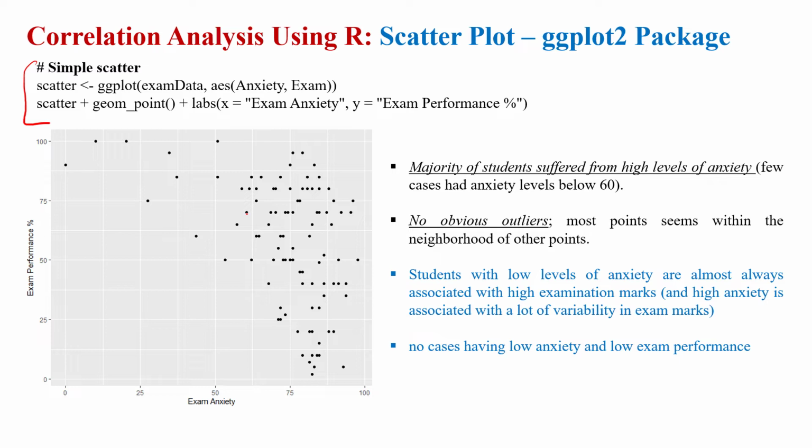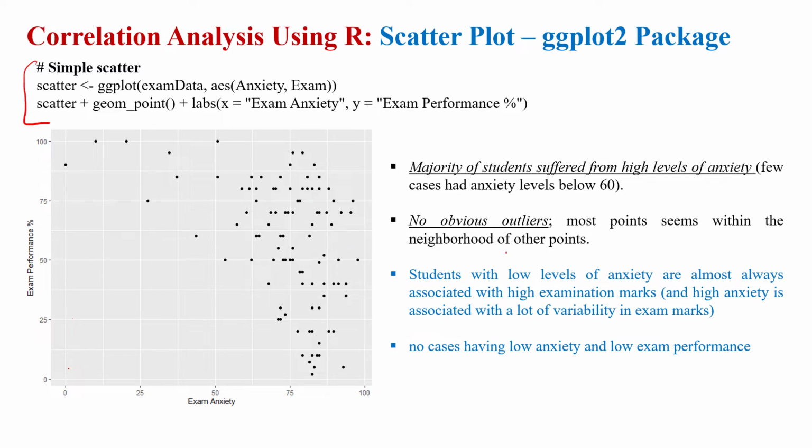The second thing we can find out is that there is no outlier, which means all the data points are lying in the neighborhood of each other. So there is no extreme point, such as a data point lying over here or over here, away from the other data points.